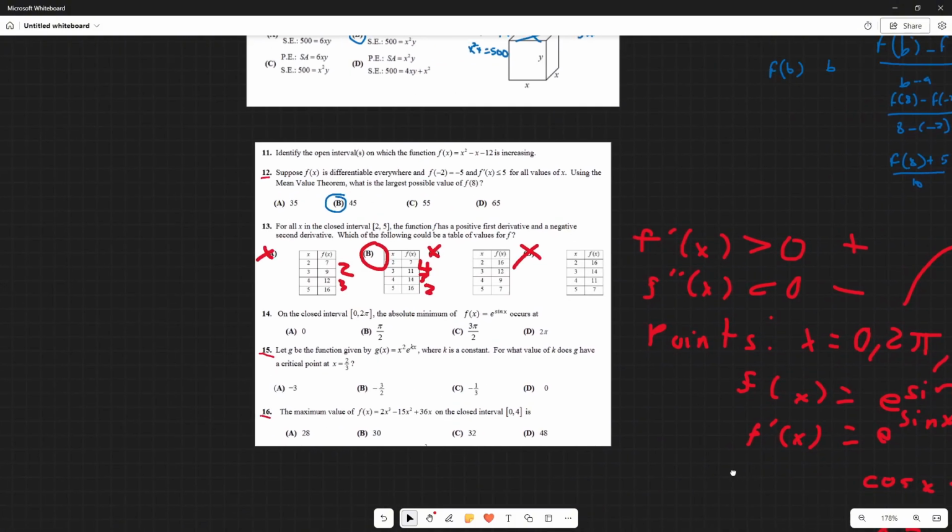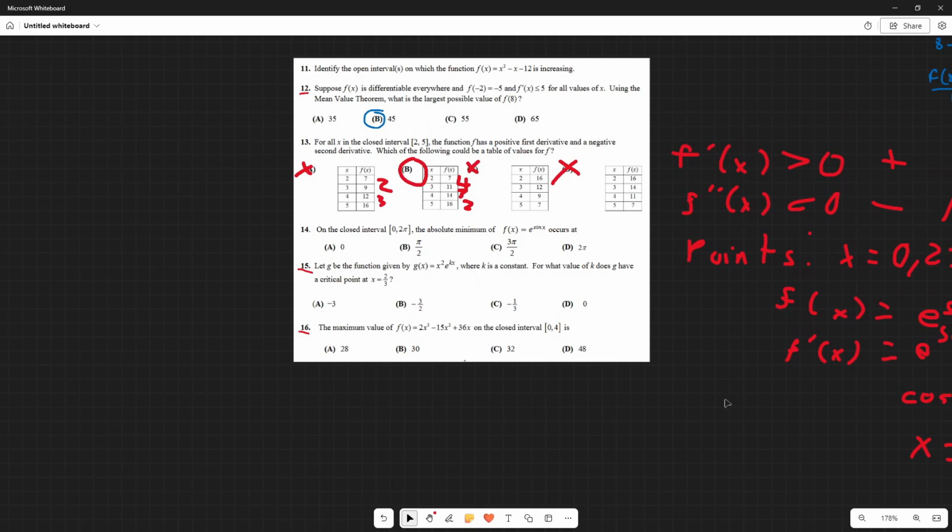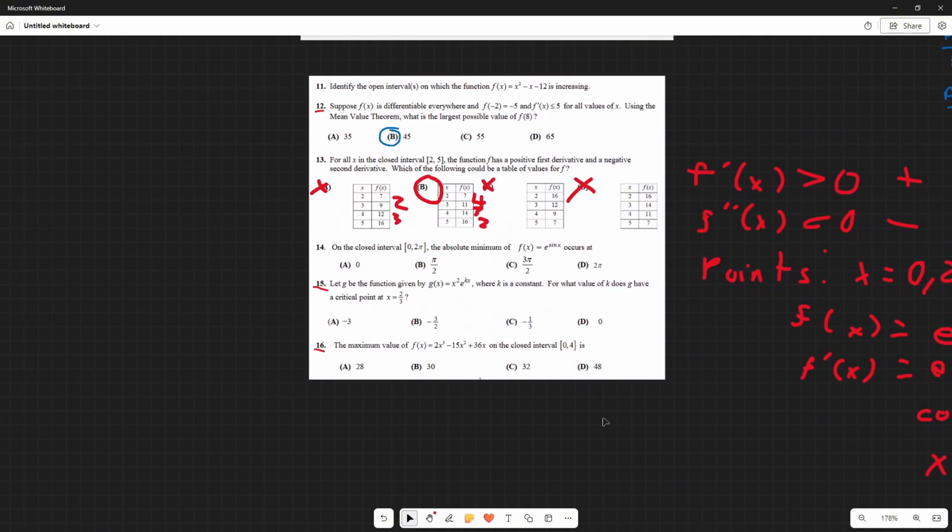So, which of these is the least? It's going to be 3 pi over 2, 1 over e, and it's going to be C. Ooh, that's our least value.